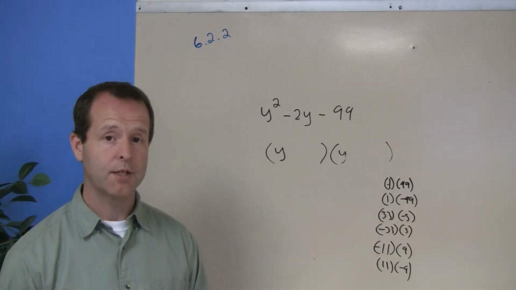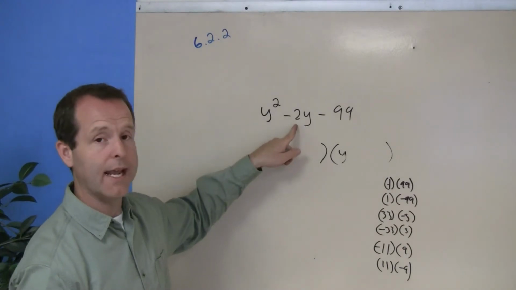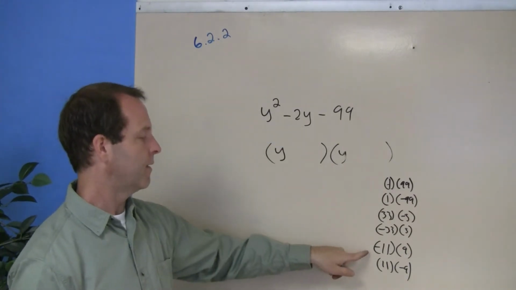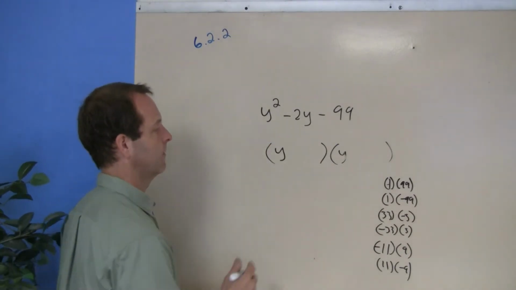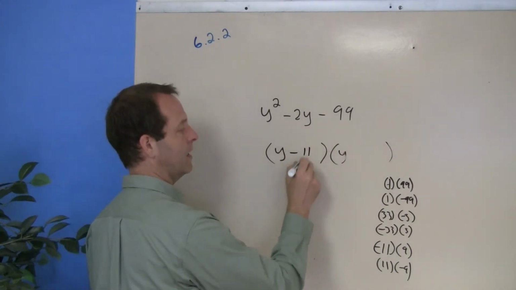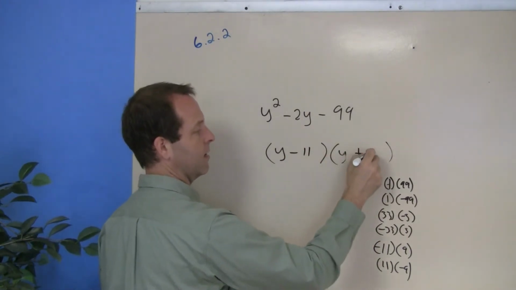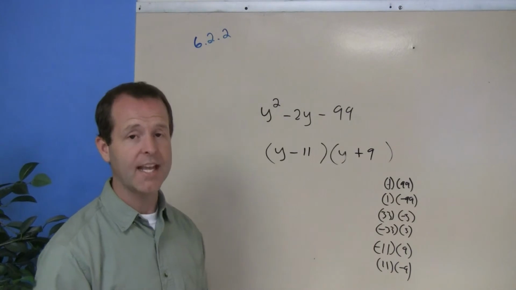Are any of those options that when I add them together produce a negative 2? Negative 11 and positive 9. So my factors are y minus 11 and y plus 9. And again, it's a good idea to check.